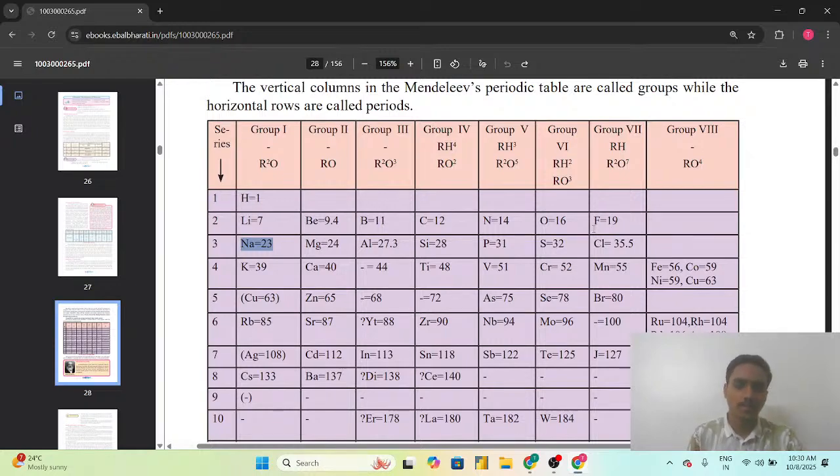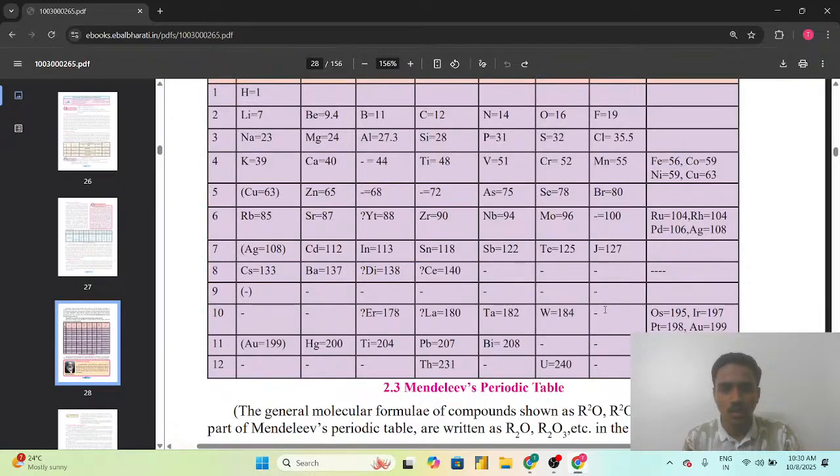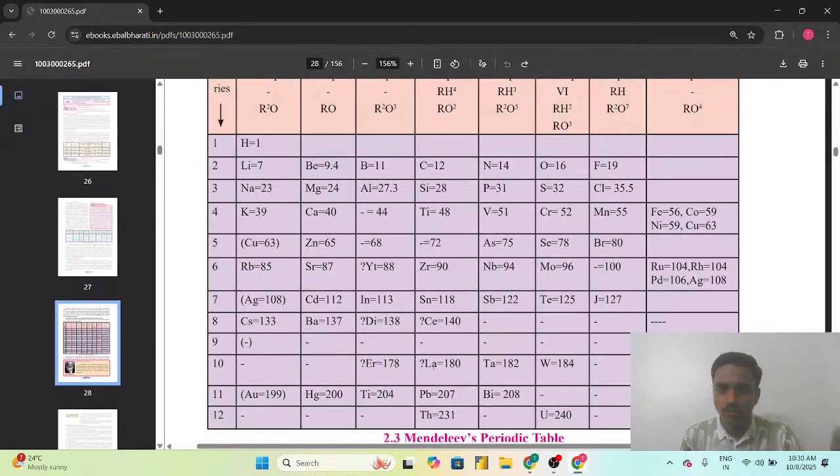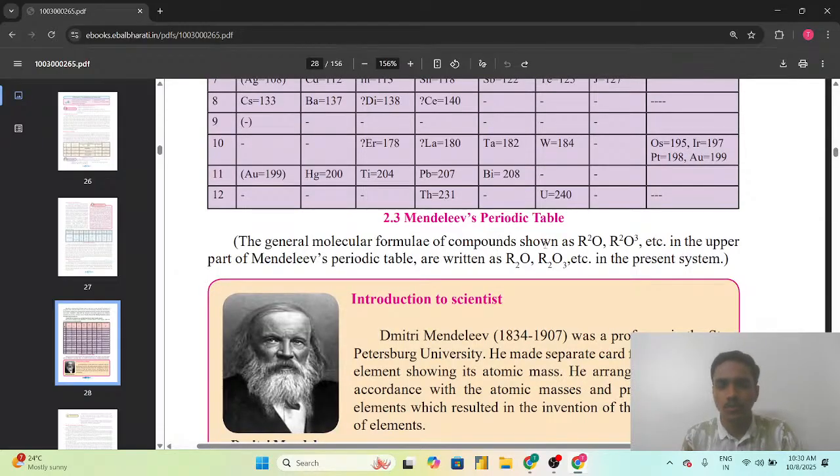So he classified the elements and arranged them properly in the periodic table, and also proposed the periodic law, that properties of the elements are the periodic function of their atomic masses. सो यहाँ पर अगर हम ठीक से ऑब्जर्व करें तो यहाँ पर कुछ ब्लैंक स्पेसेस भी हैं जो मेंडेलीव ने लेफ्ट कर दी थी, उनके बारे में भी हम आगे देखते हैं। The general molecular formula of the compounds shown as R2, R2O3 etc. in the upper part of Mendeleev's periodic table are written as R2O, R2O3 etc. in the present system.